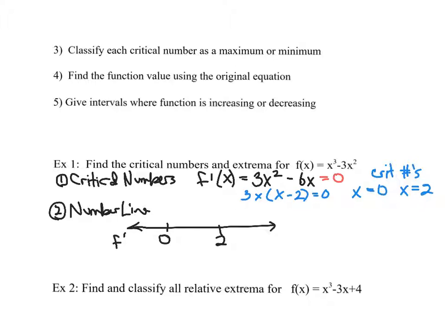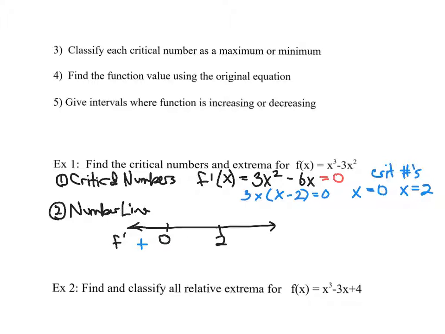I'm going to pick a test point. Test point before 0 would be negative 1. Let's plug negative 1 into that first derivative. I like to put it into the factored form because it's easy to see whether I have positives or negatives. So 3 times negative 1 gives me negative 3. Negative 1 minus 2 gives me negative 3. A negative times a negative gives me a positive value for my derivative before 0.